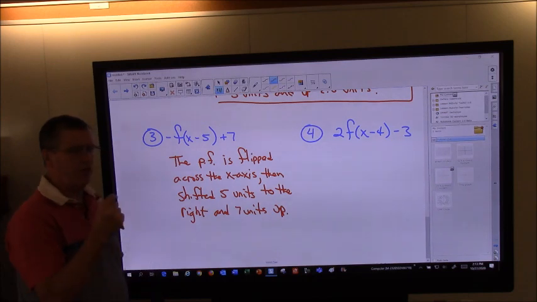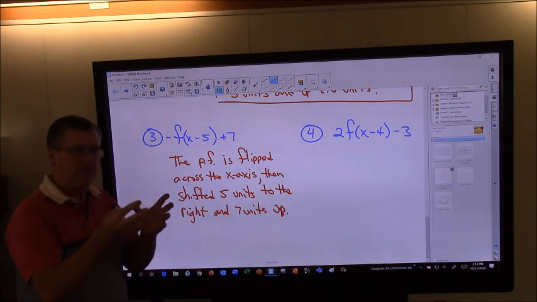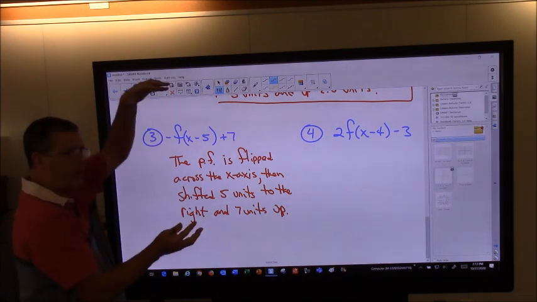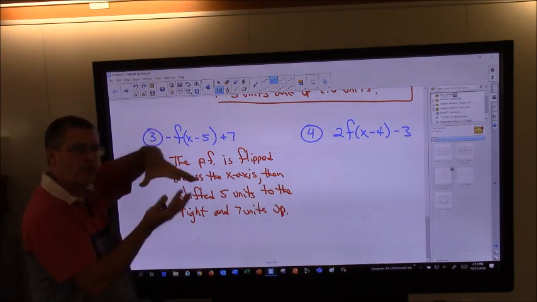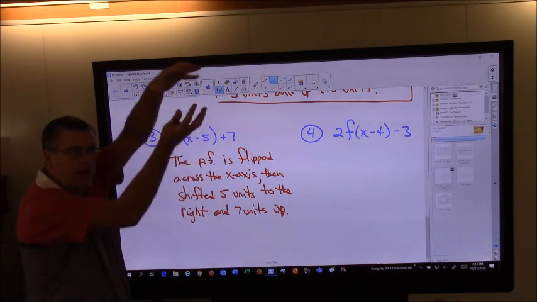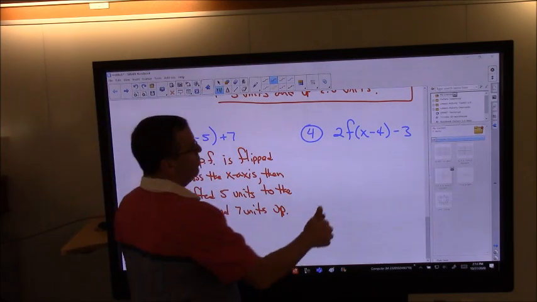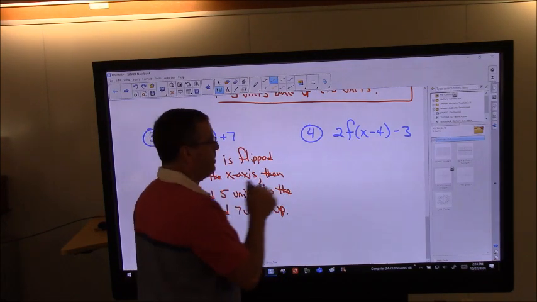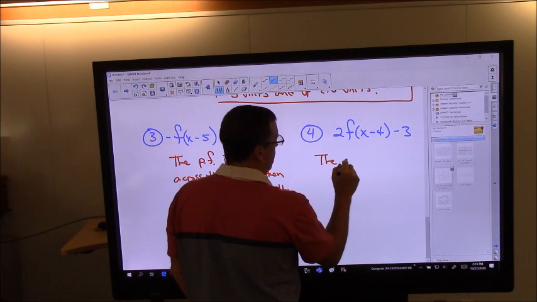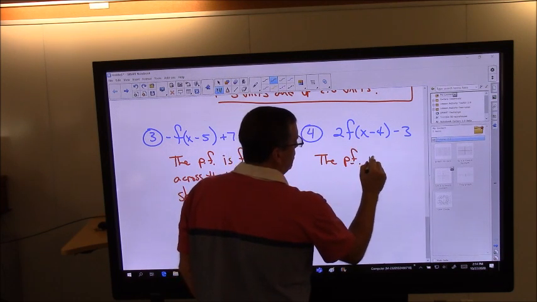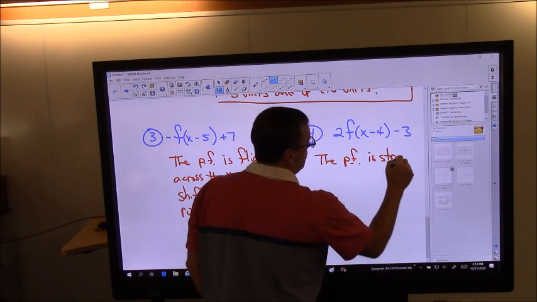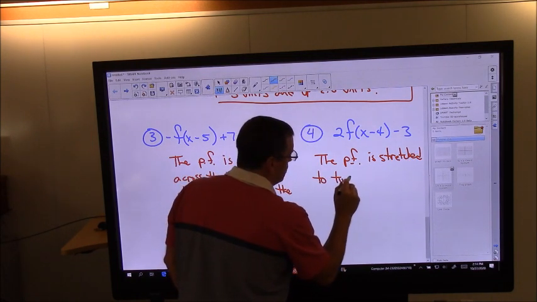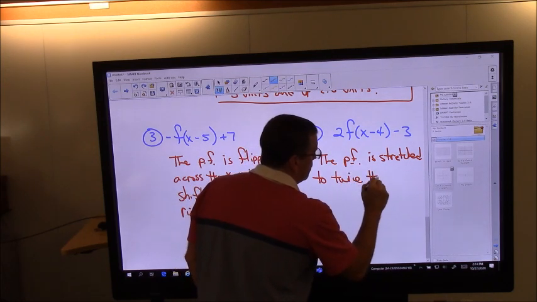So we always want to start with flipping the graph, or reflecting, or stretching, or shrinking. We always want to start with that stuff first. I want to take the parent function, stretch it, shrink it, flip it, and then shift left, right, up, or down. So when I look at this, we are stretching this to twice its normal amount. So the parent function is stretched to twice the normal amount.